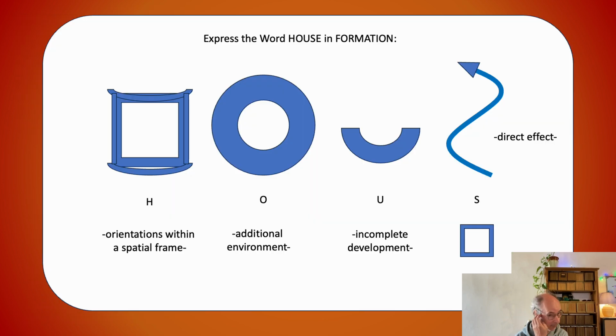The letters of house are the H, the O, the U, the S, and of course the E, only in the written form. The H is like a framework that connects elements within that same frame. The O is associated with the environment, the U is something that is in development, and the S is the utmost effect that you can get out of something.